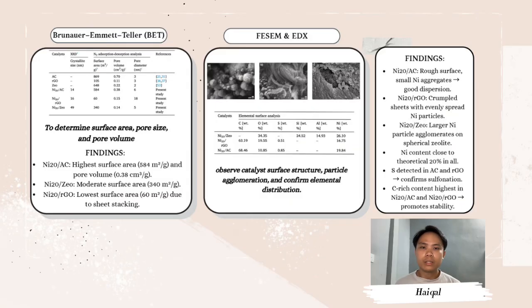Through BET analysis, nickel AC exhibited the highest surface area and pore volume, making it a highly efficient catalyst. Nickel zeolite showed moderate surface area, while nickel RGO had the lowest, likely due to sheet stacking. Next, we go to the FESEM and EDX surface analysis, which revealed important structural findings. Nickel AC demonstrated a rough surface with small nickel aggregates, ensuring good dispersion, while nickel RGO had crumpled sheets with evenly distributed nickel particles, while nickel zeolite showed larger nickel particle agglomerates on spherical zeolite.